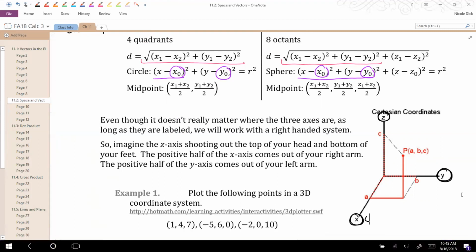I don't know if this is helpful when you're trying to think about graphing something. That's at least where the name comes from. So we'll be consistent. We'll always have the x-axis pointing towards us, the y-axis going off to the right, and the z-axis going straight up there.